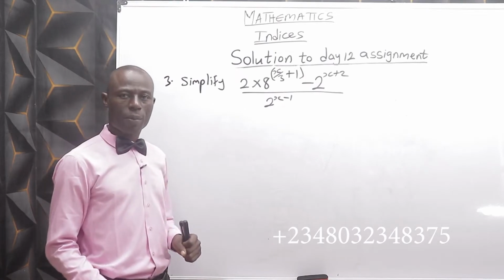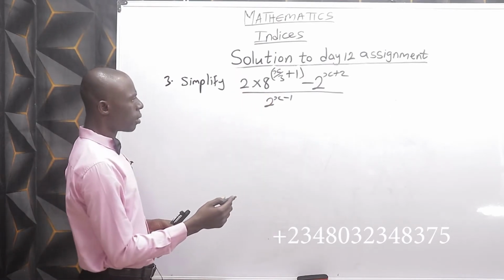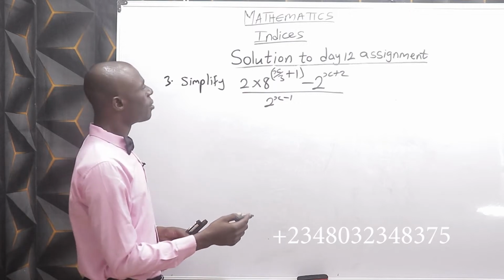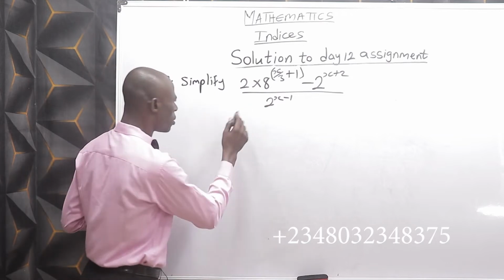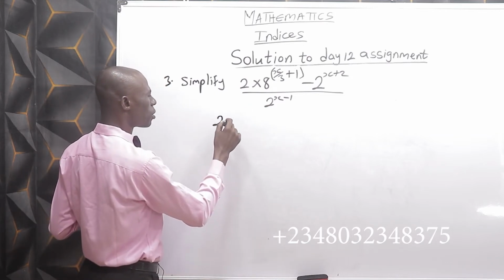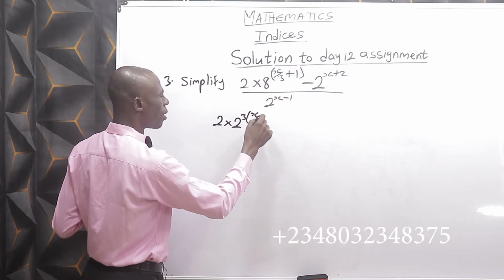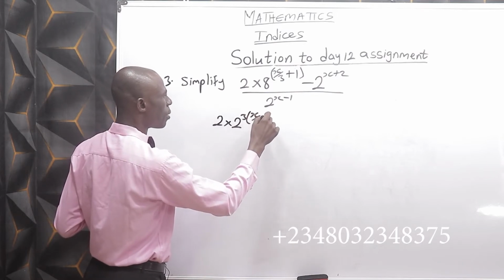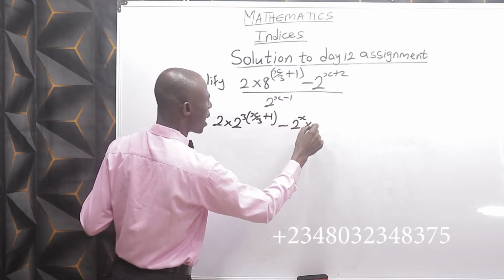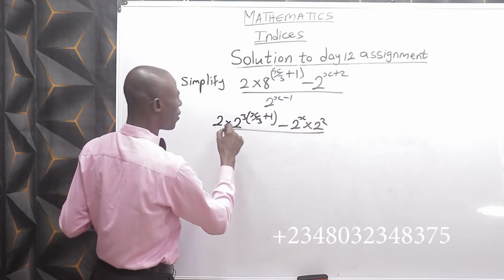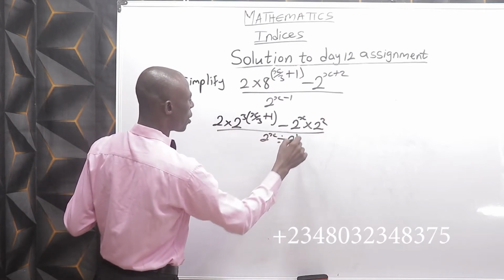Question 3 of the assignment. 2 times 8 raised to the power x over 3 plus 1 minus 2 raised to the power x plus 2 divided by 2 raised to the power x minus 1. So we have 2 times 2 raised to the power 3 into x over 3 plus 1 minus 2 raised to the power x times 2 raised to the power 2 divided by 2 raised to the power x divided by 2 raised to the power 1.